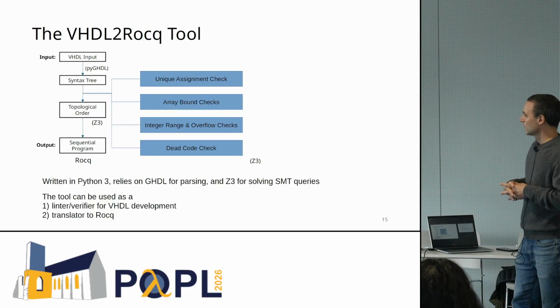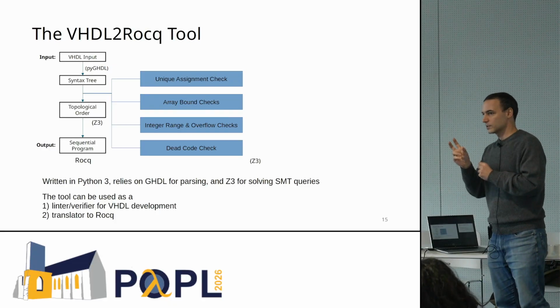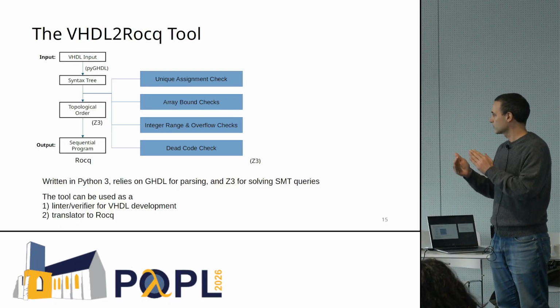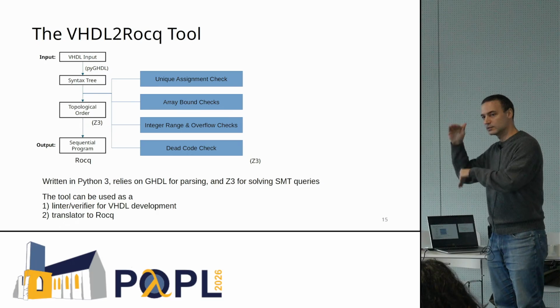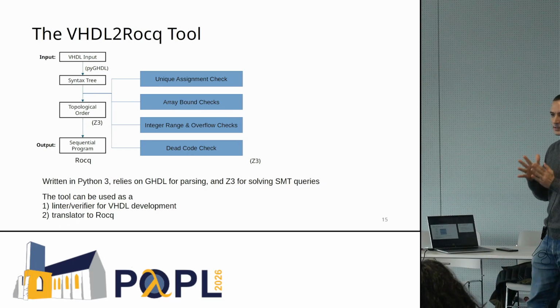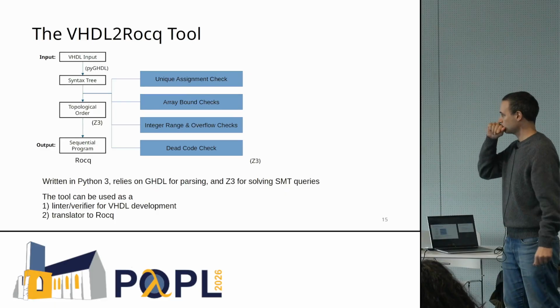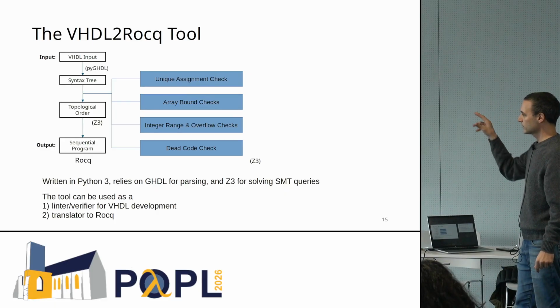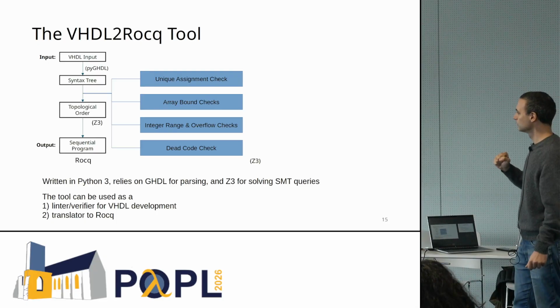We also check integer ranges for integer signals, and overflows and so on. And we can also check dead code. So there are many analyses that are done, mostly with the same ideas I presented. If all those checks pass, then we try to compute the topological order.